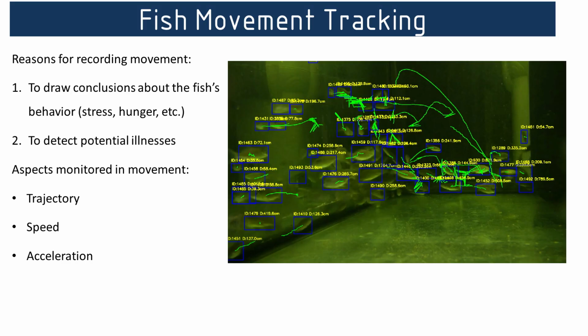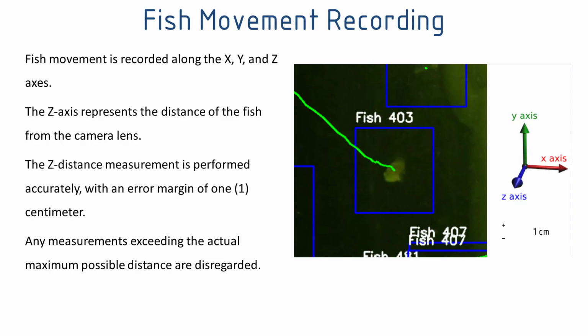Here is a more detailed fish tracking image that can be used to draw conclusions about whether the fish is hungry, stressed, etc. The monitored aspects include the trajectory, the speed, and the acceleration of the fish. Here, more details about fish tracking in 3 dimensions are given, while the z-axis is actually the distance of the fish from the camera and is measured with 1 cm maximum error.